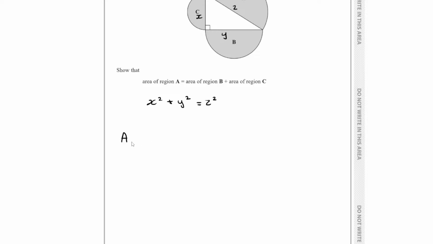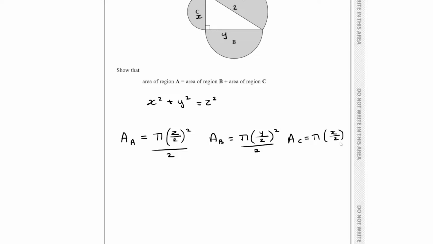So let's say area of A, for example, would be pi times the radius. The radius is z over 2, squared. Now that's the whole circle, so that's over 2 as well, isn't it? And then do exactly the same for your other two. So area of B is pi times y over 2 squared, and then all of that halved. And then the area of C is pi times x over 2 squared. Again, if you used A, B, and C, obviously do that. If you used numbers, use the actual numbers. But as long as you've used this formula, that's fine.